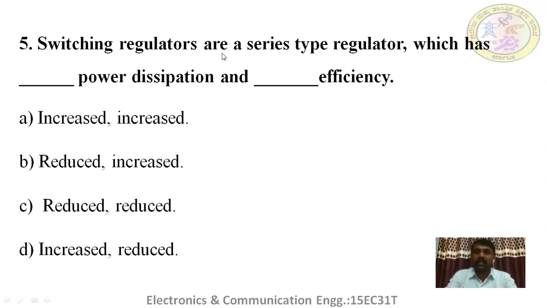We know that switching regulators dissipate less power. The first answer is reduced power dissipation, and it has greater efficiency, that is the increased efficiency. The correct option is option B, that is switching regulators are series type regulators which have reduced power dissipation and increased efficiency.